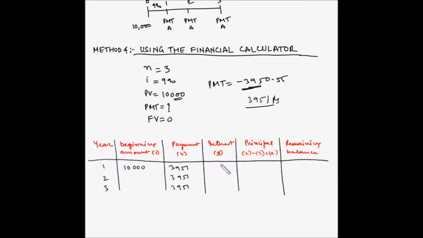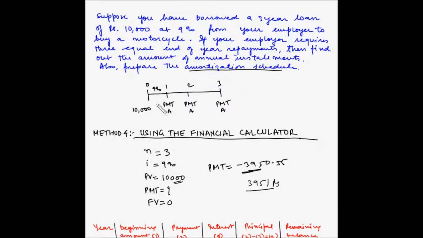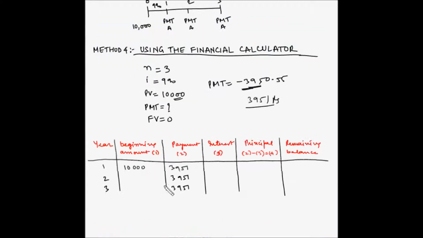Now we have to find out the interest, which is a part of this payment for the first year. So the way to calculate interest is the rate of interest is 9%, and this 9% is going to be calculated on the beginning amount for that year. So 9% of 10,000 is 900 rupees. So 900 is the interest, and therefore the principal will be 3951 minus 900 because this is the total amount of installment that we are paying, out of which 900 rupees is the interest. So principal will be 3051.